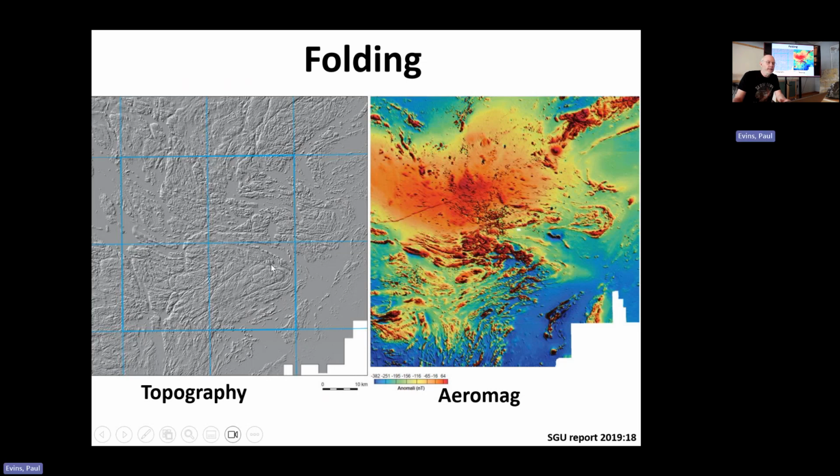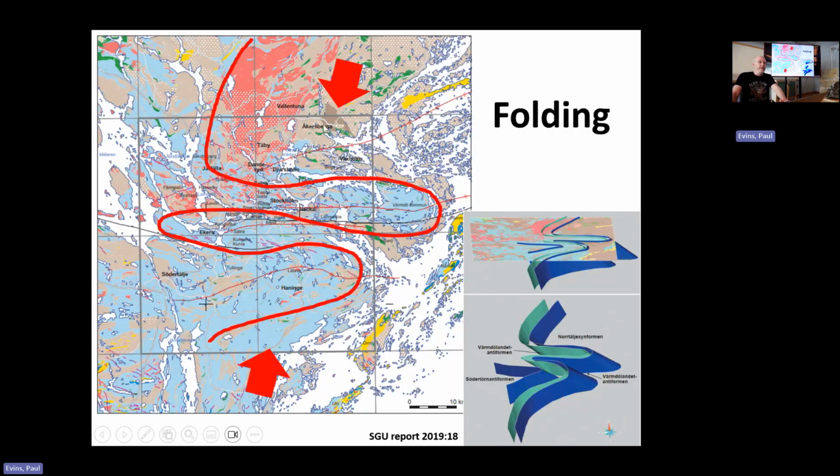So this most easily identified large macro scale folding is caused by north-south compression, probably during the later stages of the Svecofennian orogeny, which is the 1.9 to 1.8 Ga. So at the same time as these rocks are forming, they're also being deformed and folded.